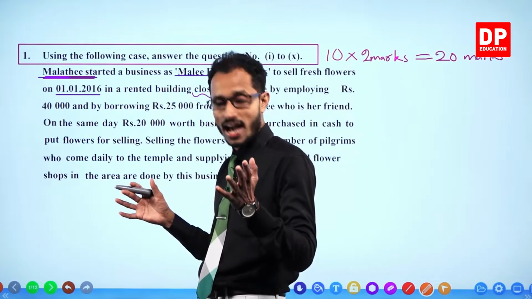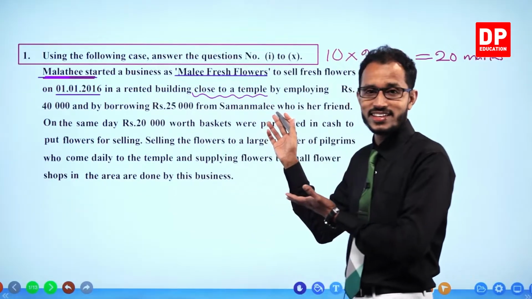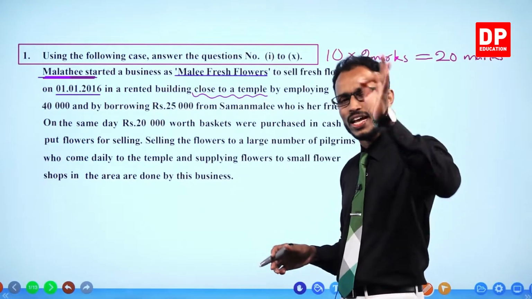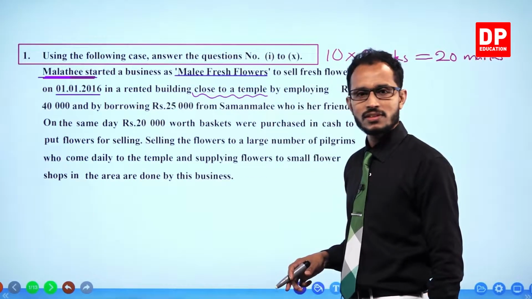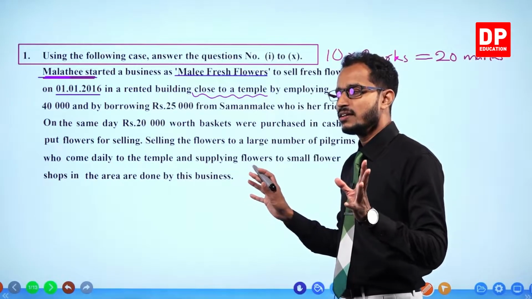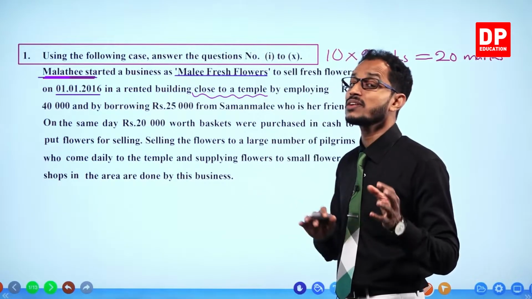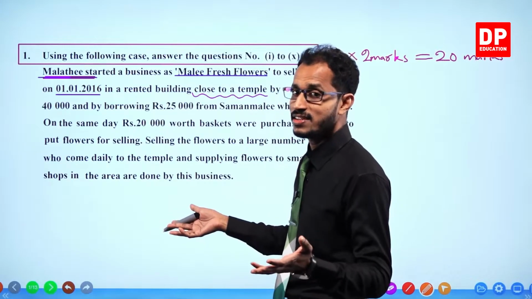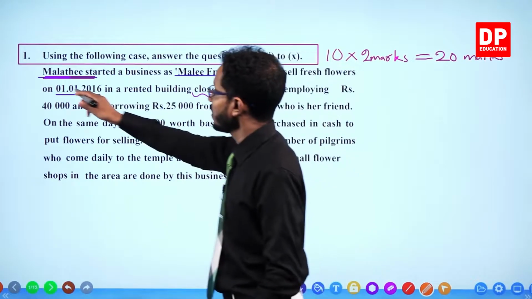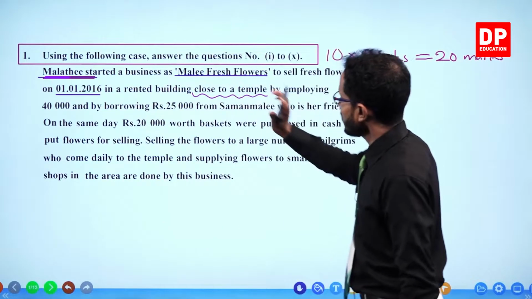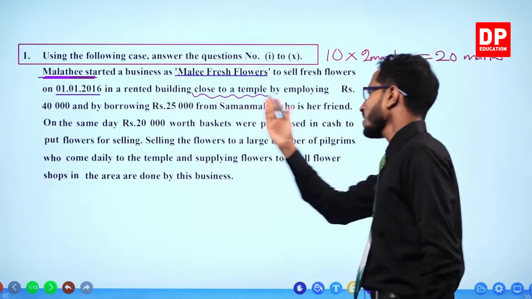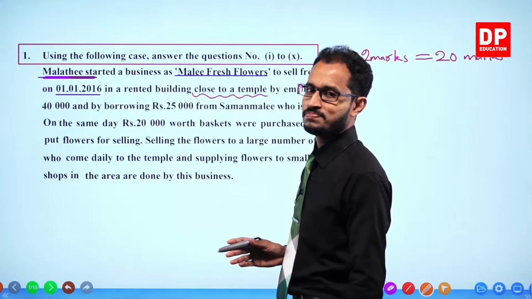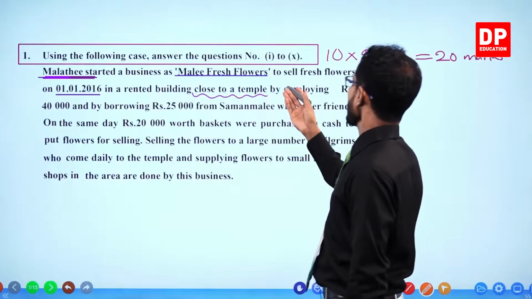You will be asked about this temple. Take my word, you will be asked in a question. You will have to mention this temple. Every important piece of information is given in the case for a reason. Realize that. Malati is the owner. Mali Fresh Flowers is her business. Started 1st January 2016, close to a temple. All right, let's go on.